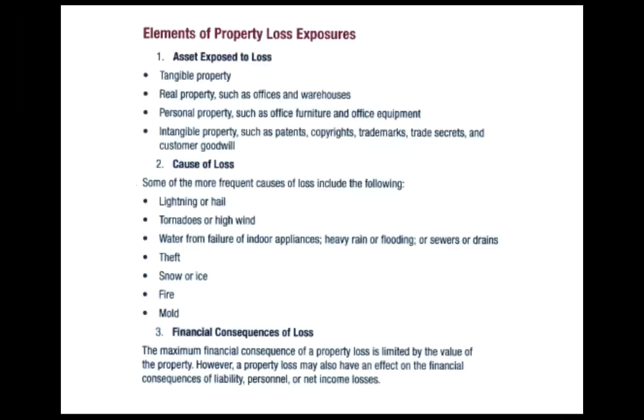This is something actually from the old textbook that I include because I think it makes it easier to understand as we go through this. So, elements of a property loss exposure: you have an asset exposed to loss. It could be tangible, real property, personal property, office furniture, or intangible. Then you have your causes of loss to that: lightning or hail, tornado, high wind, theft, snow, fire, mold, and then the financial consequences.